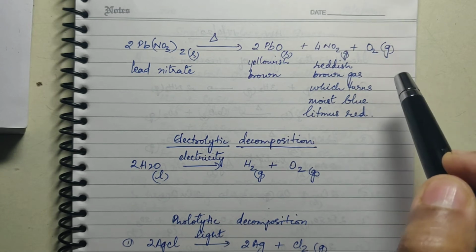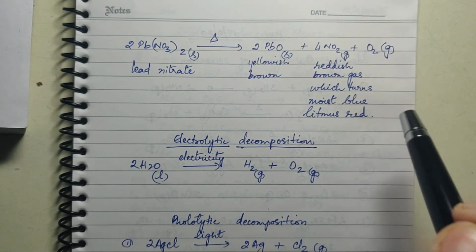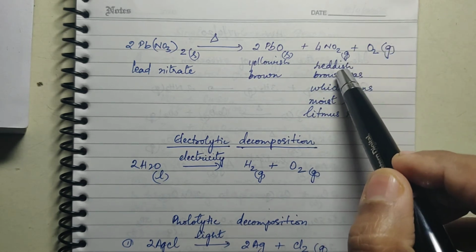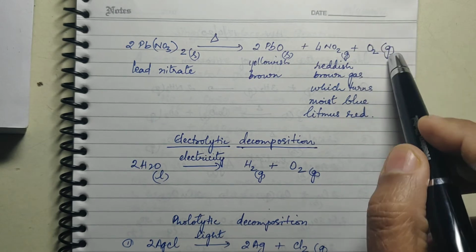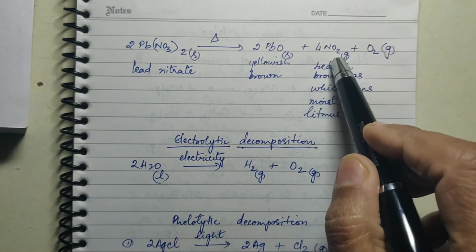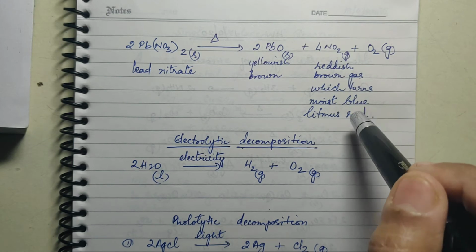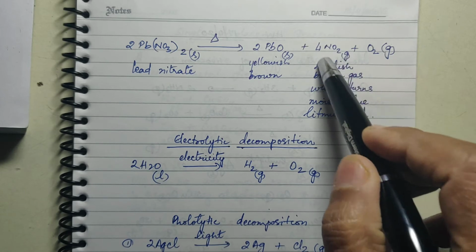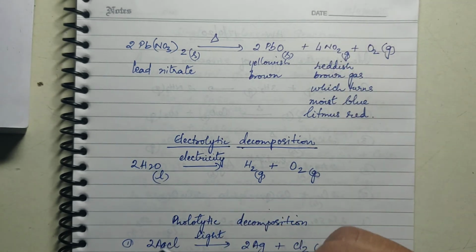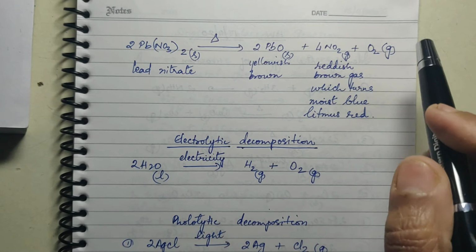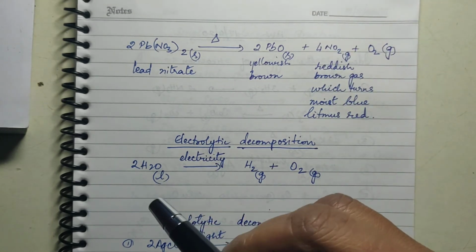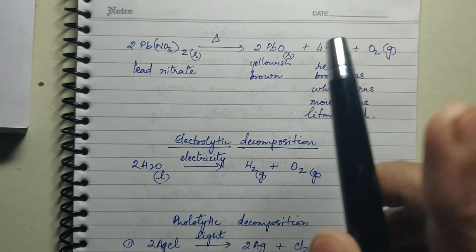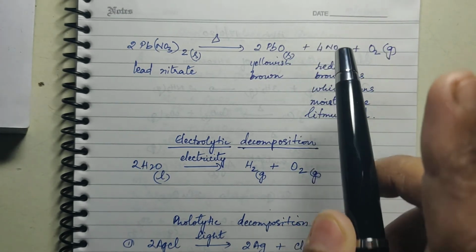Now again, if you bring a blue litmus paper near the mouth of the test tube, this will turn red, and oxygen is also removed. This NO2, which is reddish brown in color, turns blue litmus red, which tells you that it is also an acidic oxide. Now you have studied all the chapters, and you know very well that nitrogen is a non-metal. So the oxides of non-metals are acidic in nature, and the oxides of metals are basic in nature.